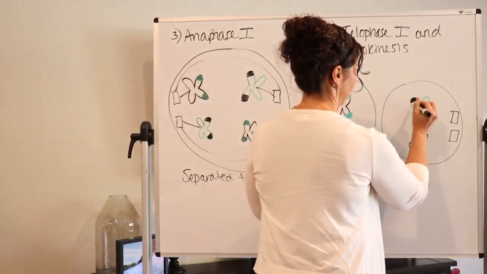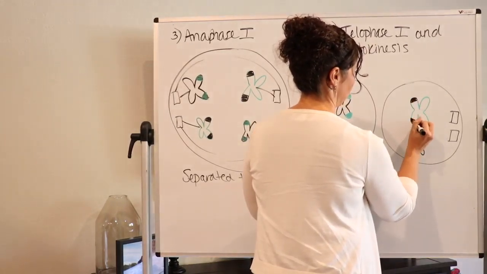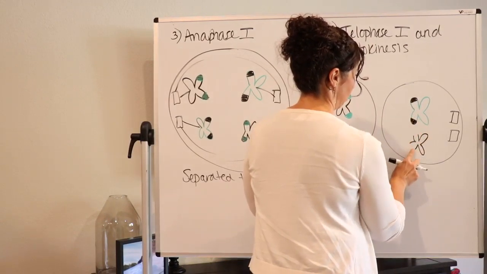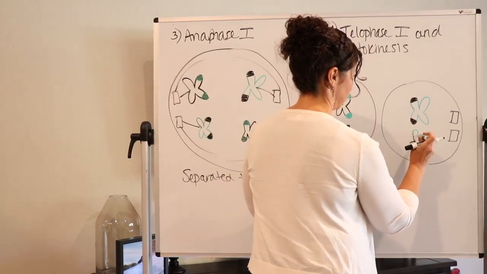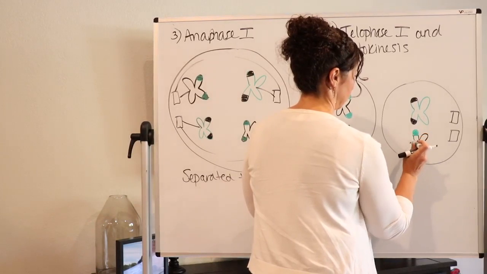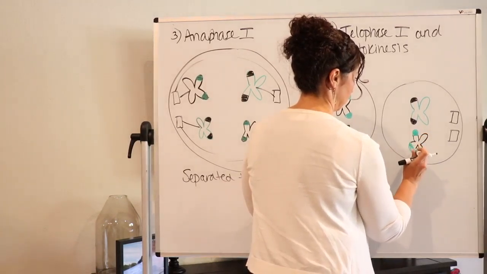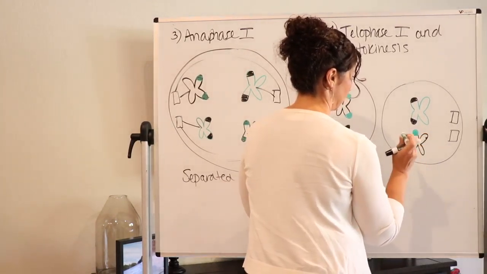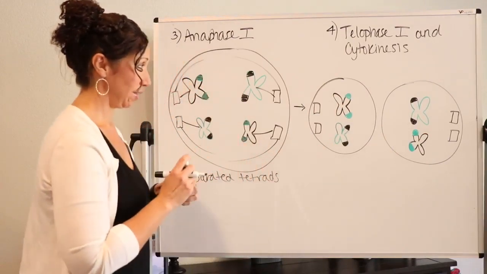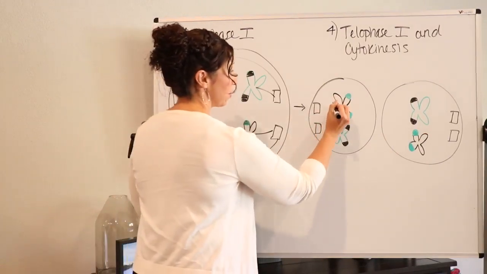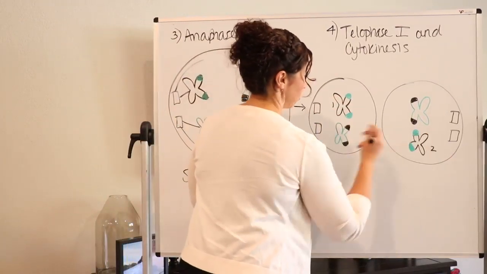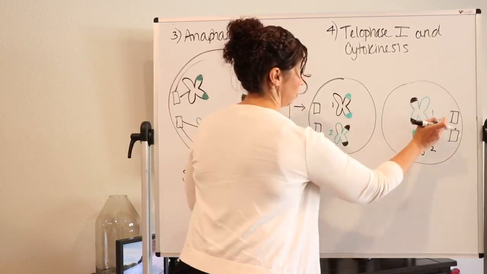And I'm just filling in where they exchanged, just so it really highlights it for you guys. Okay. Now, if we were to number them, this would be chromosome 1, and this would be chromosome 2, this would be 2, and this would be 1.